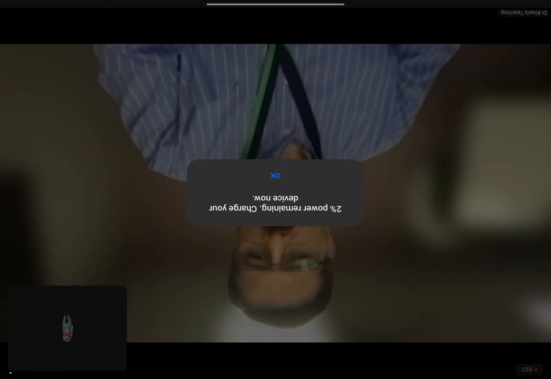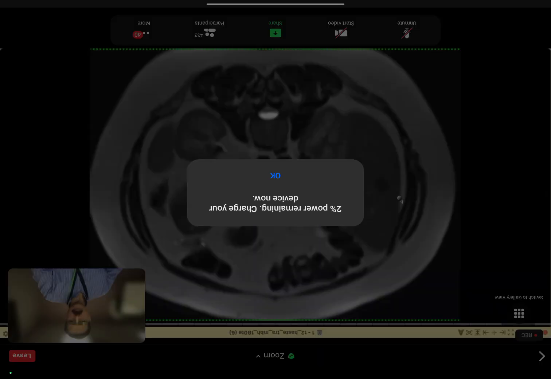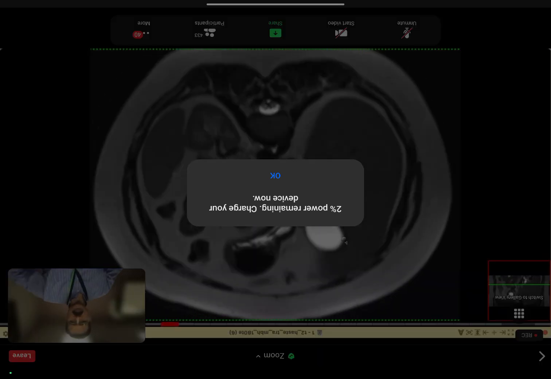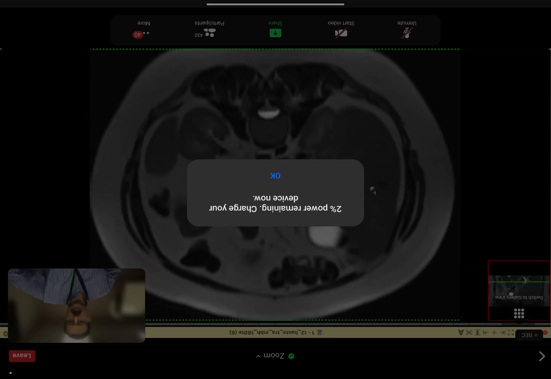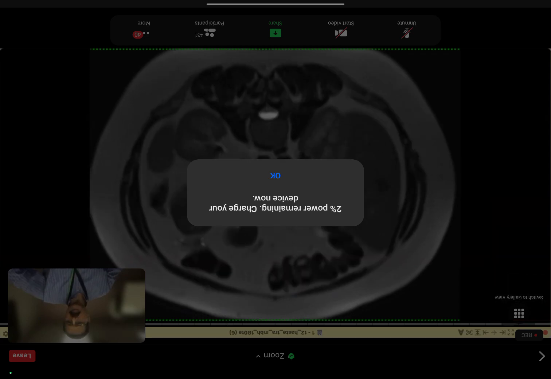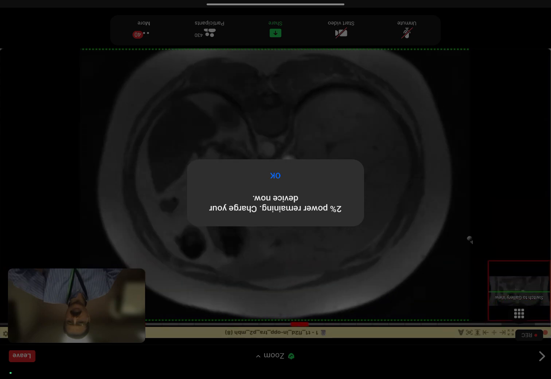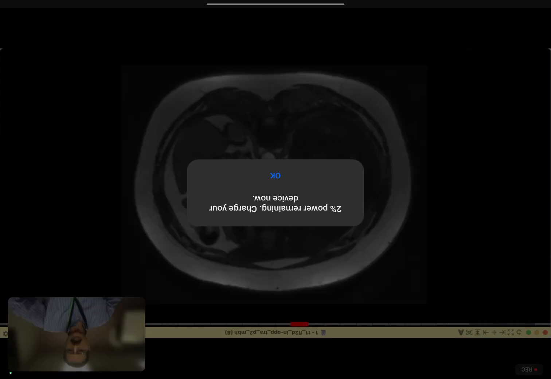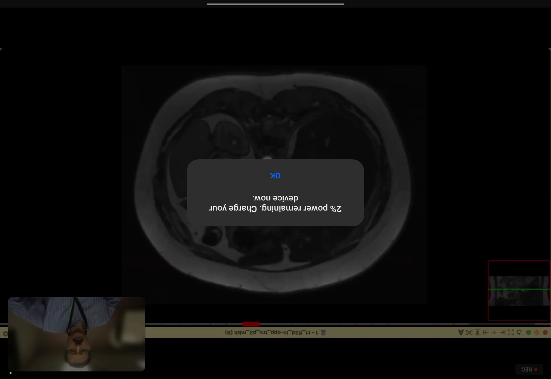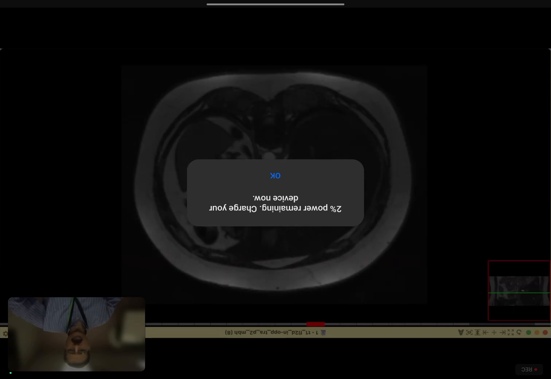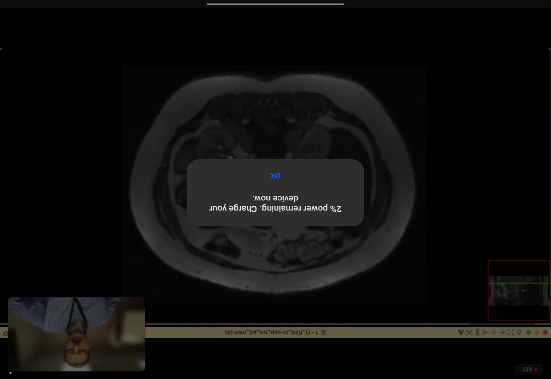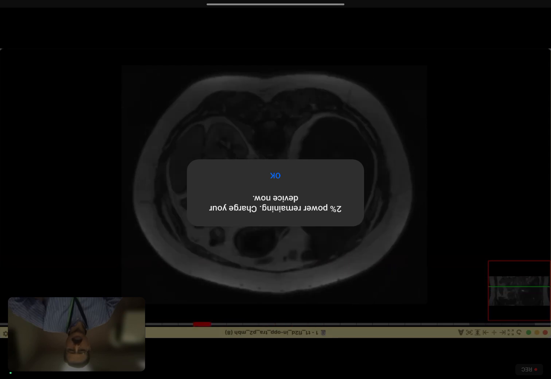So coming back to our case, now this lesion was low signal on T2-weighted sequence. Then we have got this is an in phase and this is an opposed phase. Opposed phase, you have to develop your eyes. Examiner is not going to tell you this. You have to pick it up. How will you pick it up?